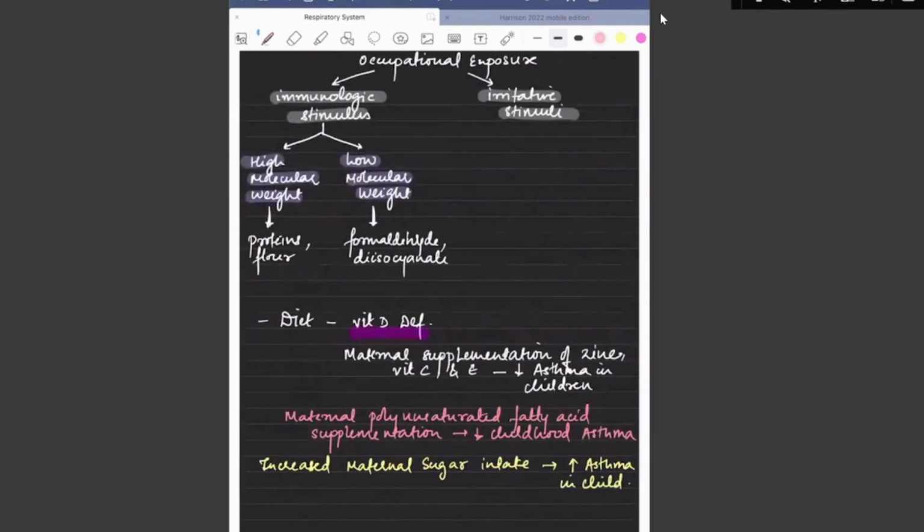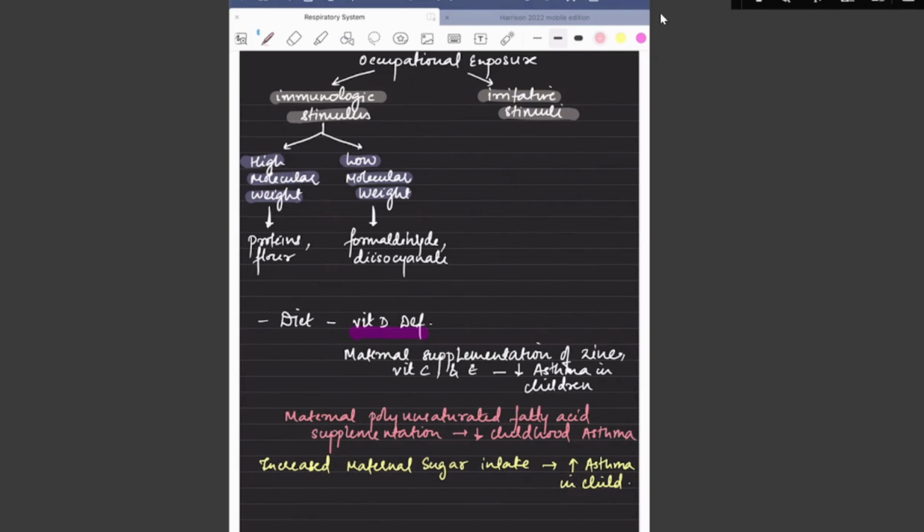Occupational exposure. Now, this occupational exposure is divided into immunologic stimulus and irritative stimulus. Talking about immunologic stimulus, we have high molecular weight and low molecular weight. High molecular weight includes proteins and flour, and low molecular weight includes formaldehyde and diisocyanate. In diet, one of the deficiencies is vitamin D, and it is also seen that maternal supplementation of zinc, vitamin C and E decreases asthma in children.